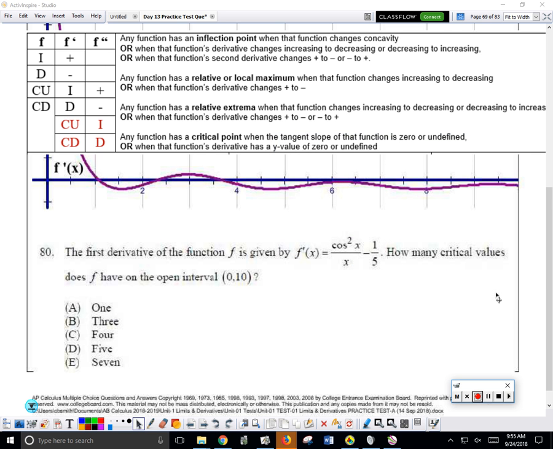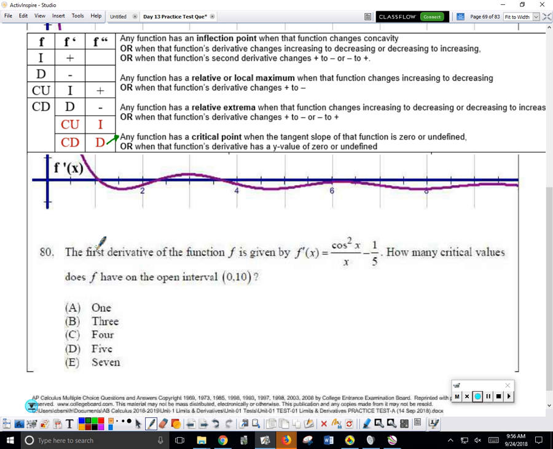Okay, here we go. 24. The first derivative of the function f is given by this formula. This graph is f prime. How many critical values does f have? Right here it says any function.